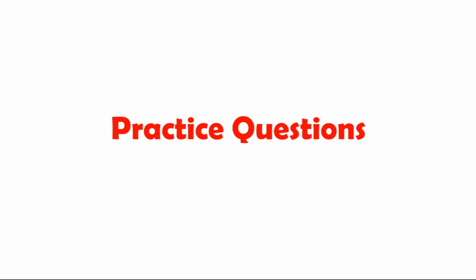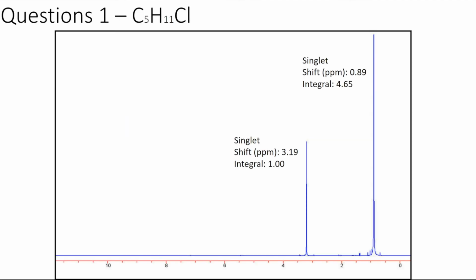Now that we've covered the rules on how to read and interpret NMR spectrums, I've added a few practice questions. You're given the NMR reading for an unknown compound, the compound's molecular formula, and the following information. Use the rules we've discussed to figure out the structural conformation of this compound. Pause the video because I will show you the answer shortly.